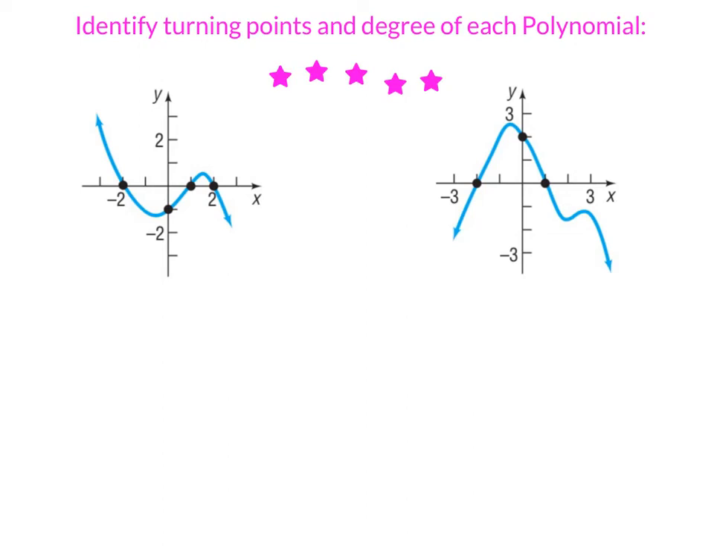All right, so if I'm looking at this first graph, I'm decreasing, and then I go to increase. So that means that this point is a turning point. And then as I go to increase and then I decrease, that must mean I've got another turning point. So we've got 2 turning points. That means 2 plus 1 gives me a degree of 3.